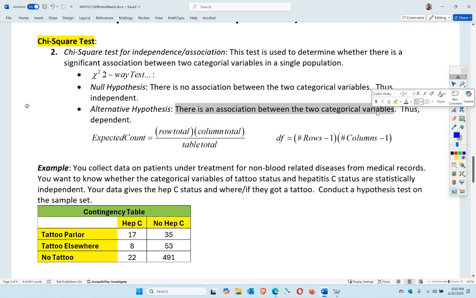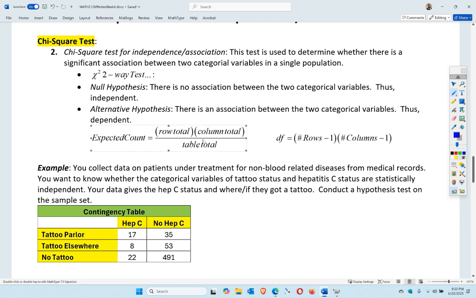Whatever the thing is, the noun. The expected is a little bit different because you have to do rows and columns and divide by table total. Sometimes it says grid total or something like that, so it's going to vary. The degrees of freedom is number of rows minus 1 and number of columns minus 1. You just multiply that. So again, it's not the same as the goodness of fit as far as these formulas go.